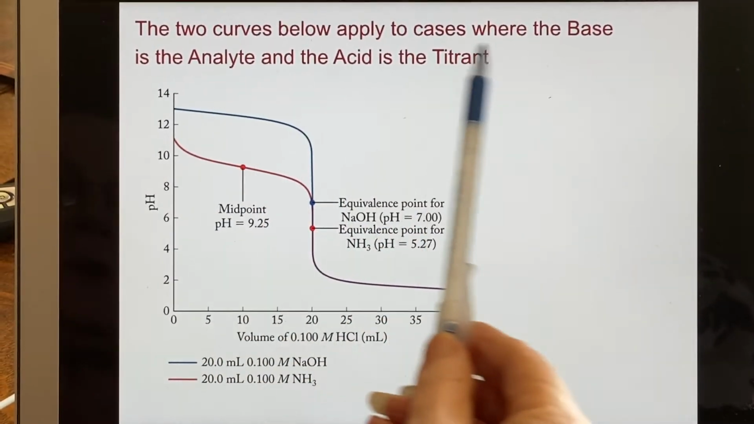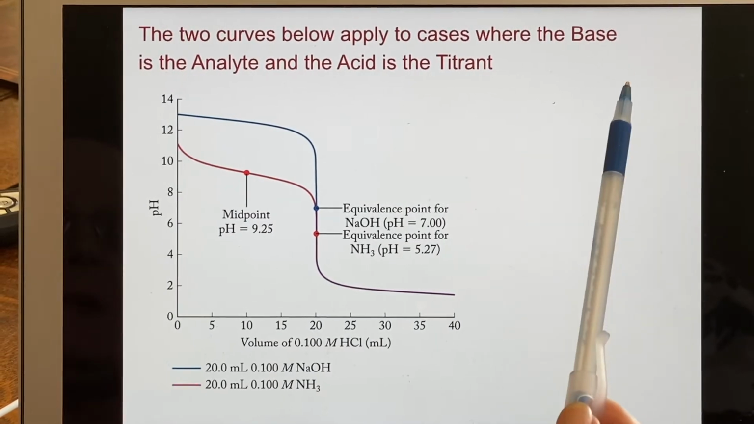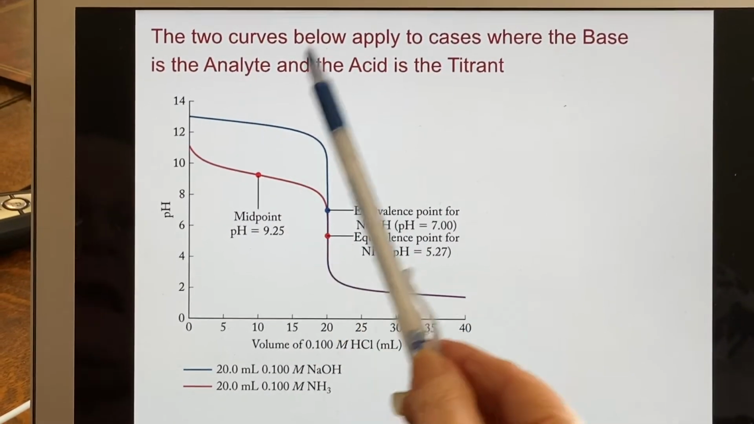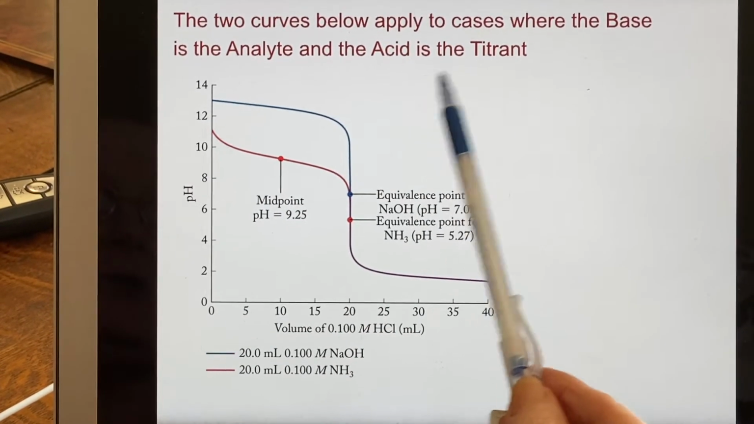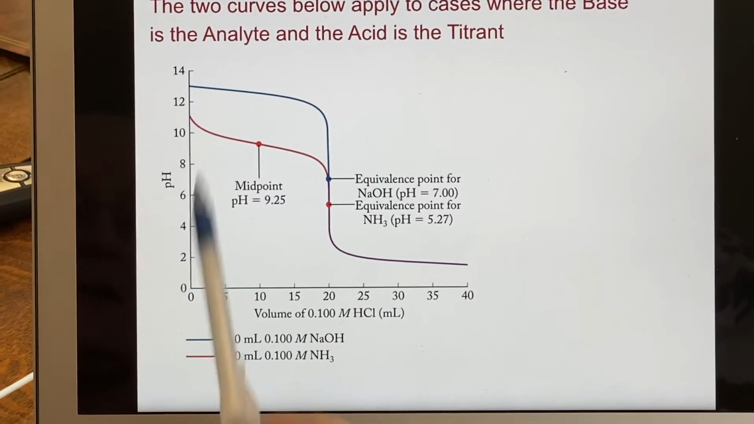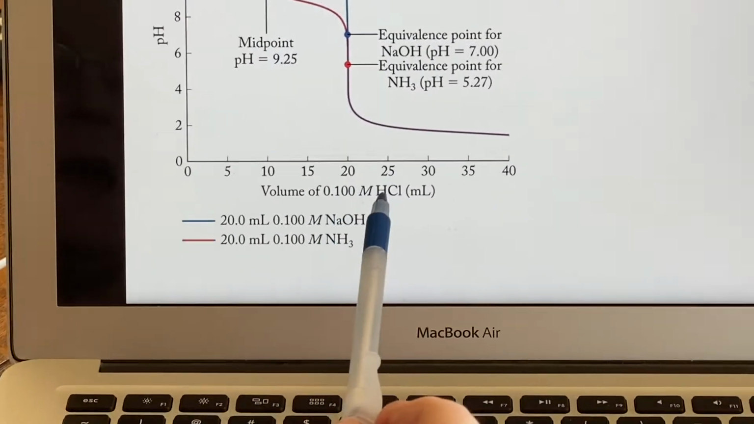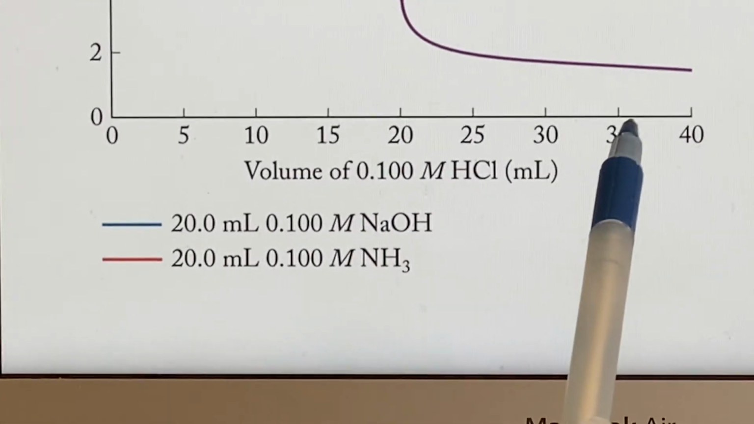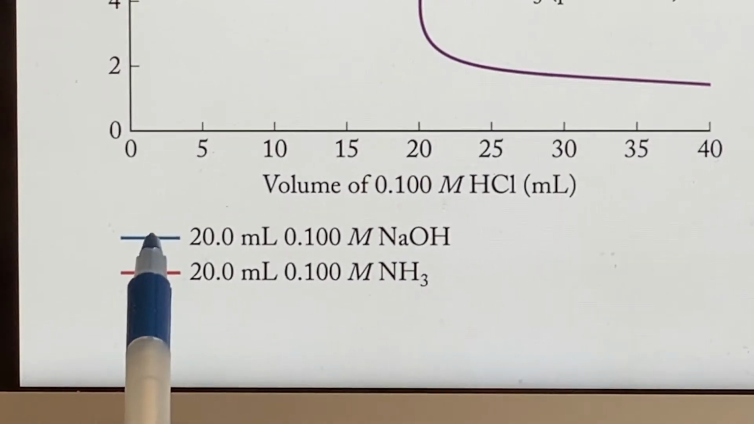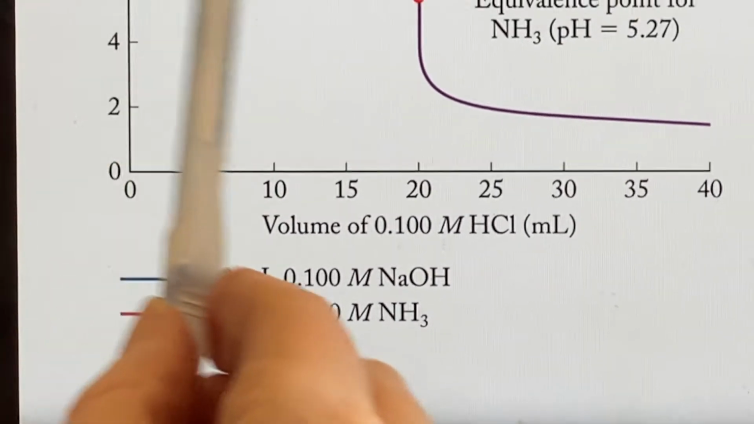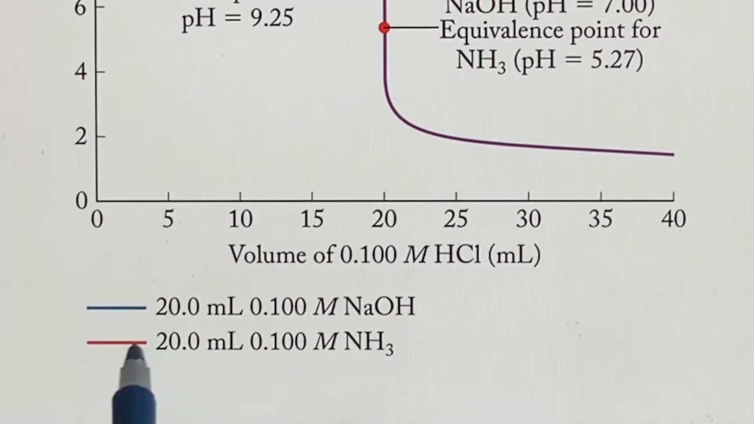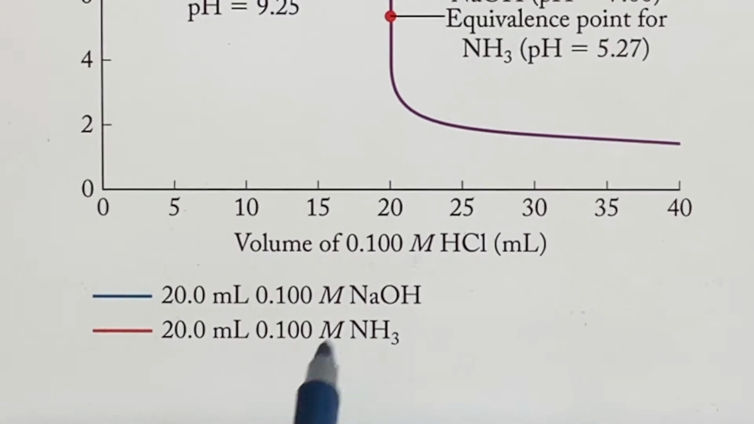Now, these two curves are where you're doing it differently. You're starting with a base that you are analyzing, and you are adding acid to it as the titrant. So if you look here, we still have pH over here, but the volume is how much acid we are adding. What are we adding it to? Okay, well, blue and red in this case. The blue is a strong base, in this case, sodium hydroxide. The red is a weak base, ammonia in this case.